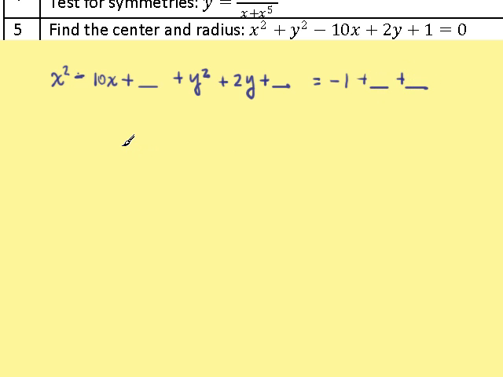And now we'll complete the square. Half of 10 is 5, squared is 25, so that goes here. And half of 2 is 1, squared is 1. So on the right side, we're also going to add the 25 and the 1. All right, now let's factor these as perfect squares. So this is x minus 5, and this is y plus 1.